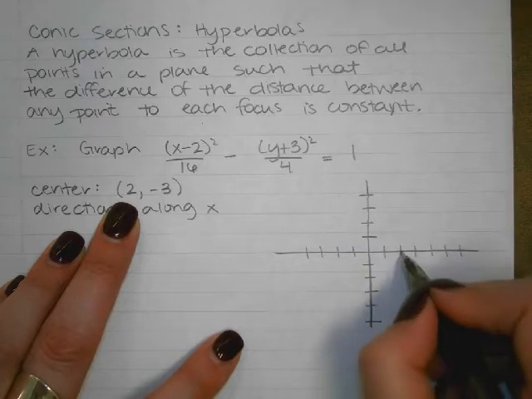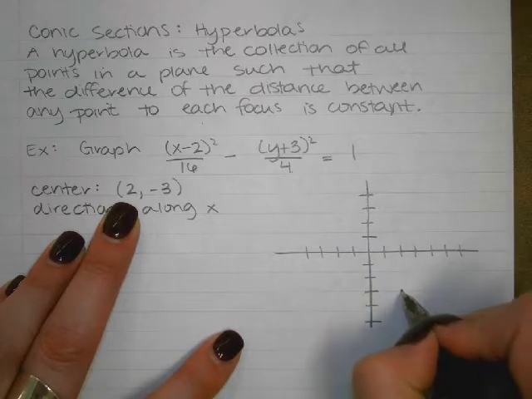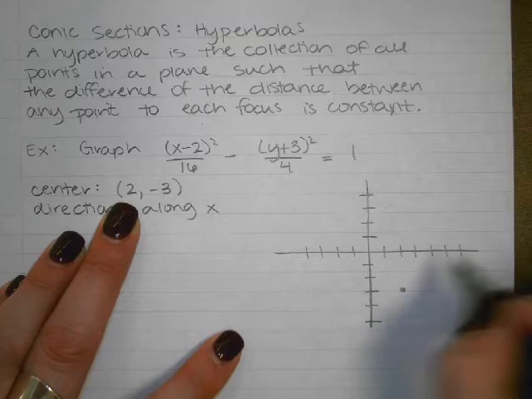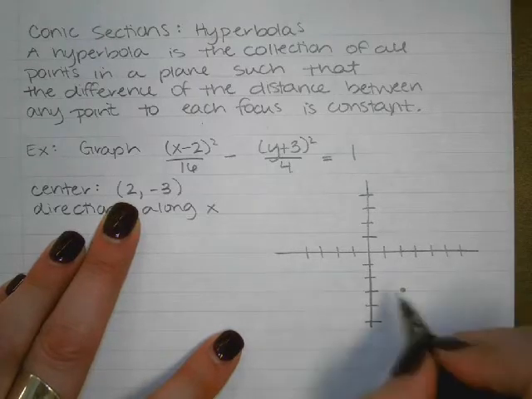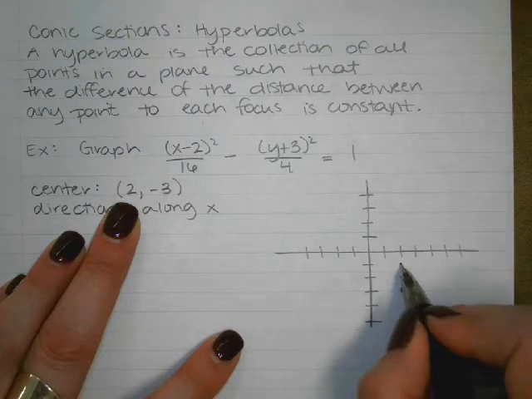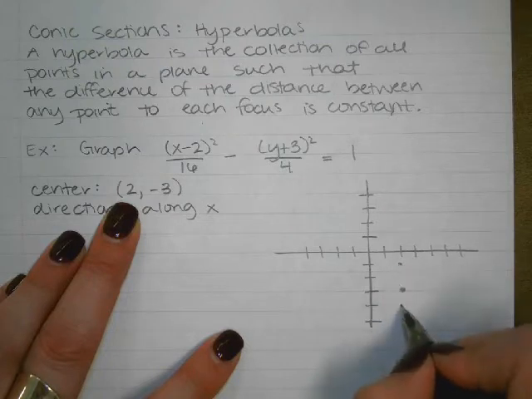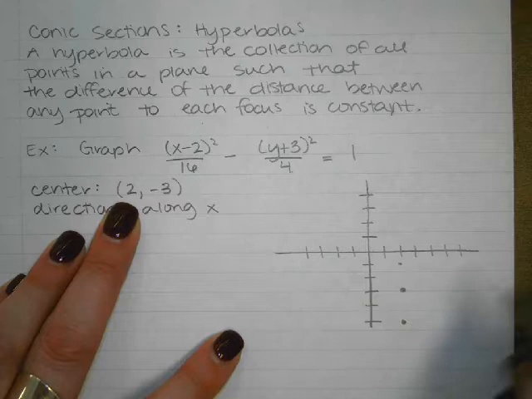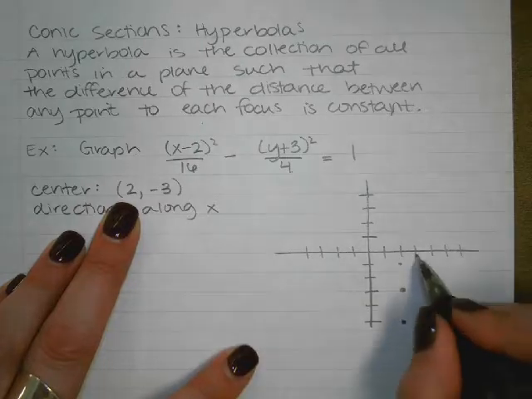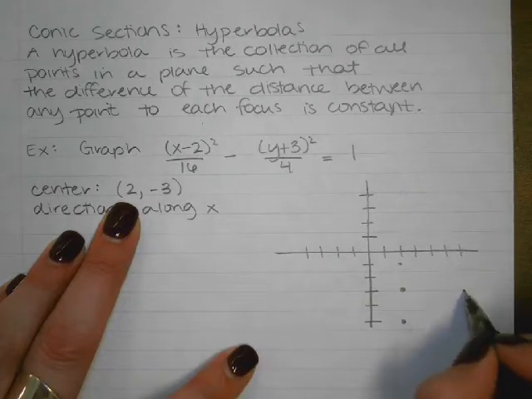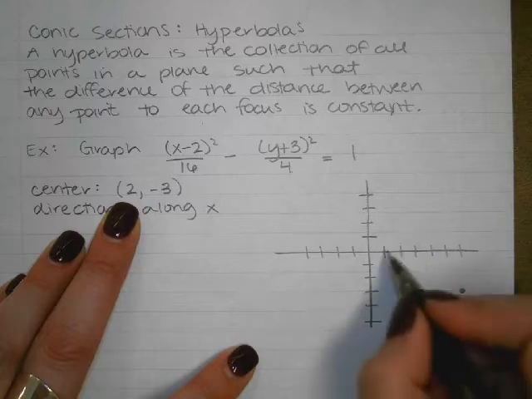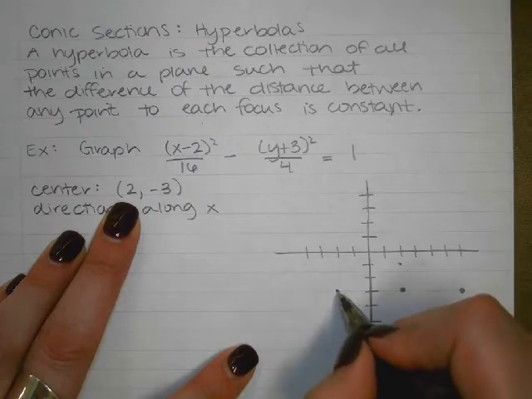So right 2, down 1, 2, 3. There's the center. And then from there, we're going to go up 2 and down 2. We're going to go right 1, 2, 3, 4. We're going to go left 1, 2, 3, 4.